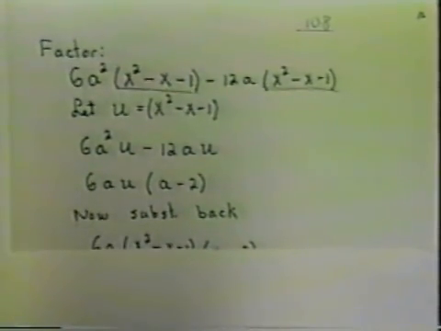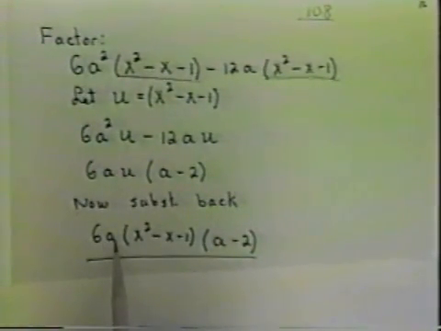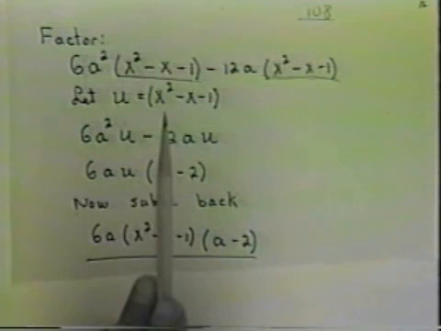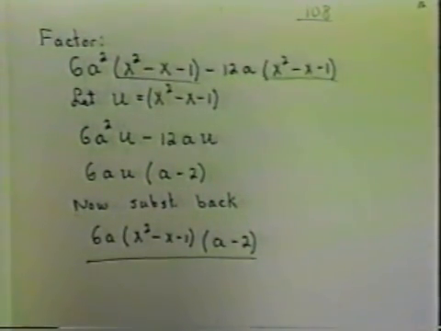So now we have to substitute back. So I have 6a times, in the place of u, I write the x squared minus x minus 1 times a minus 2. This might make it a little bit easier for you to factor when you have the binomial or trinomial common factors. This completes tape 108, factoring by removing the common factor.